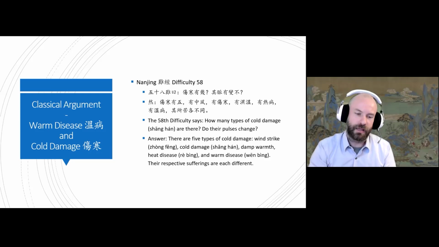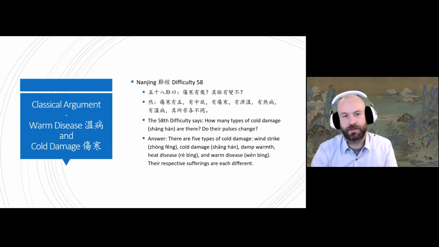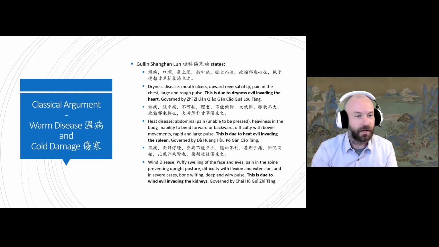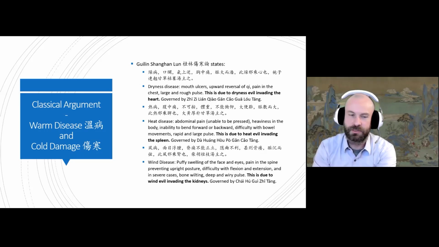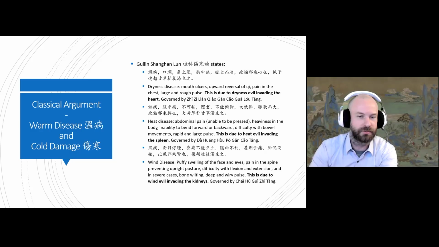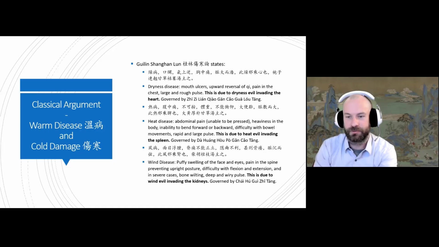And I thought about this, and then when I was reading a text called the Guilin Shanghan Lun, which is perhaps a lineage type of Shanghan Lun study as well, I noticed they actually had a discussion on warm diseases added on at the front of the text. You won't find this in any of the translated versions of the Shanghan Lun, not unless someone wants to translate the Guilin Shanghan Lun.